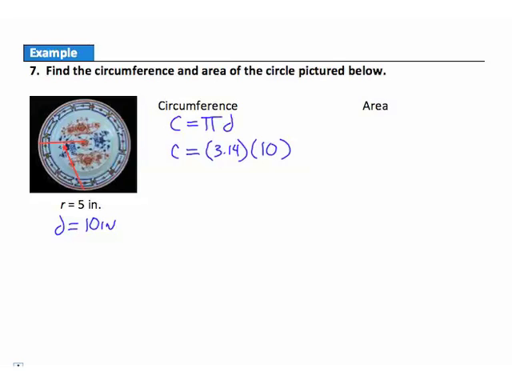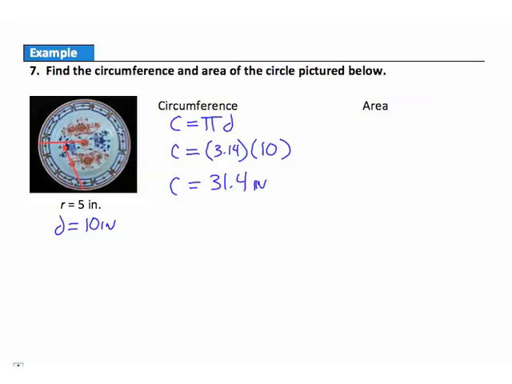And notice I'm taking 3.14 times 10, which is a power of 10. So all that is going to do is move my decimal one place to the right. So the circumference of the circle is going to be 31.4. Since we are measuring in inches, I want to write my answer in inches.